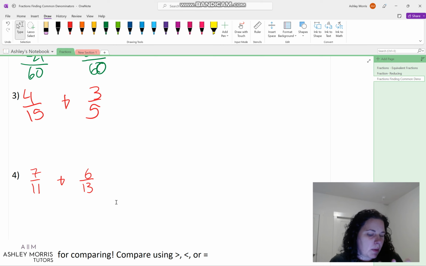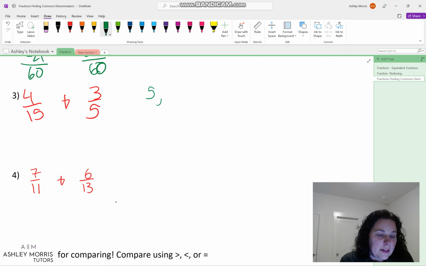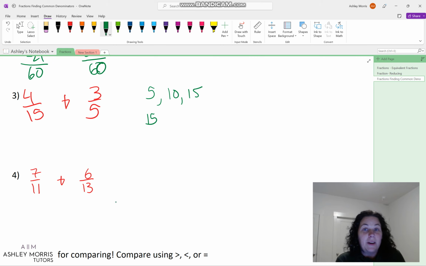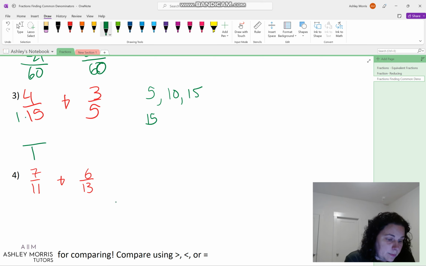Did you pause? Maybe, maybe not. So here's the next one. 15 and 5. Well, 5 is 5, then 10, then 15. And 15, we don't have to keep going then. So the least common multiple is 15. 15 times 1, 4 times 1. So that one didn't change. 5 times 3.